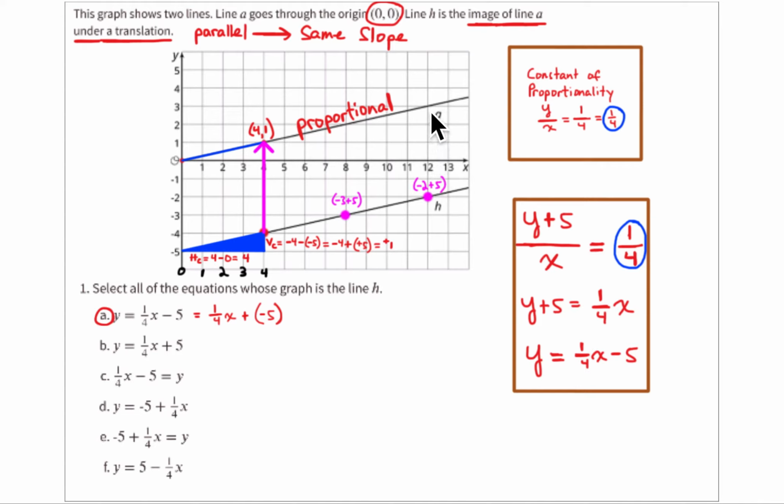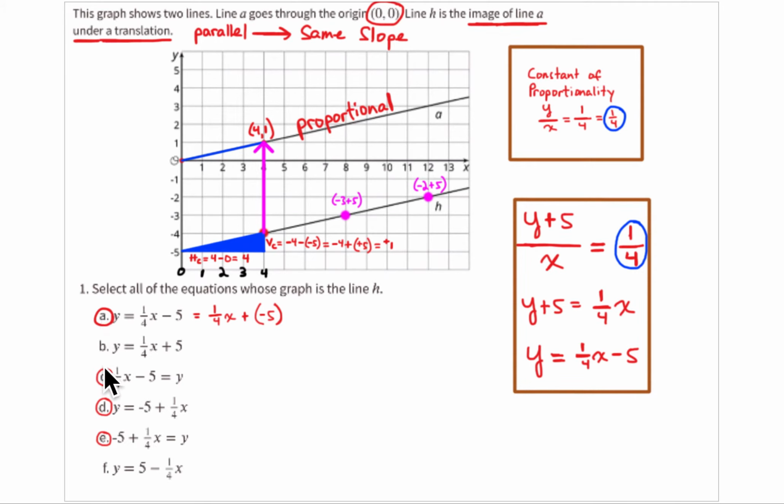So if you go up to this point here, the number of units in the vertical direction are 3 units. The number of units in the horizontal direction is 12 units. So 3 divided by 12 is the same as 1/4. So you're just checking yourself with a couple other points.